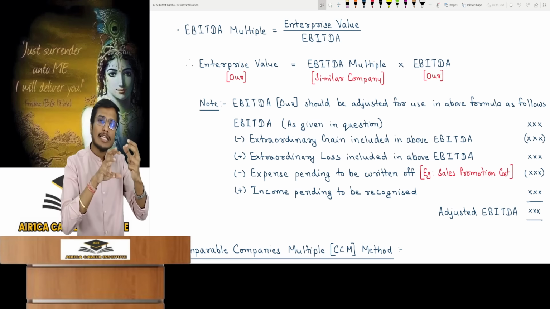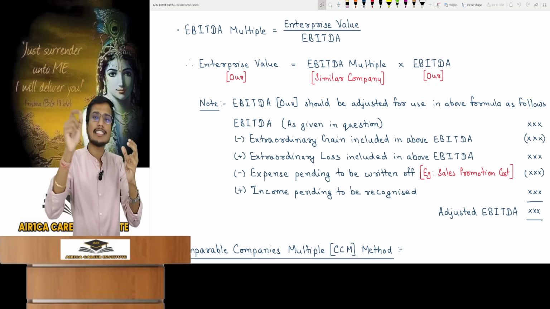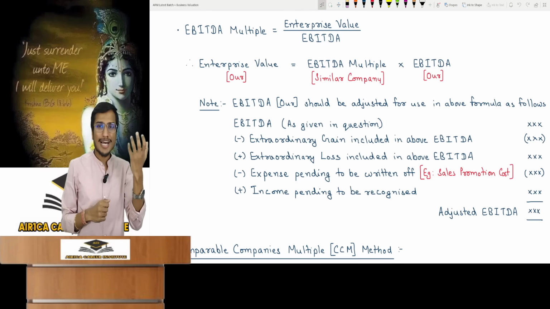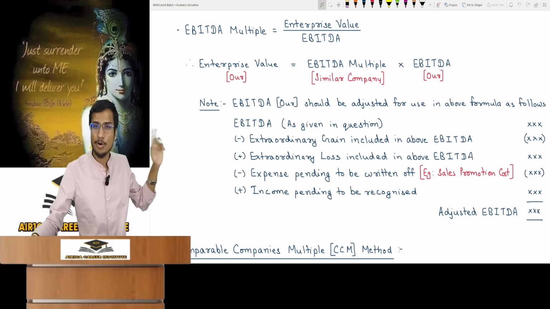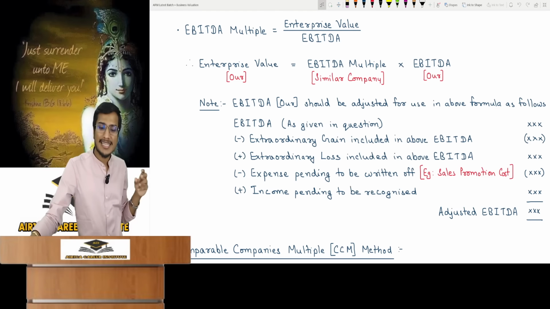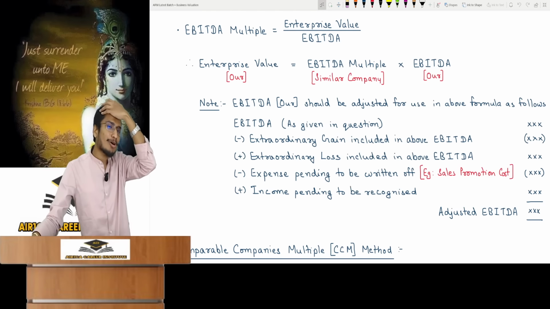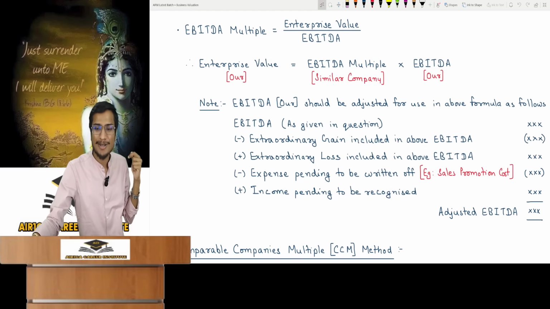This EBITDA means we deducted all expenses except interest, tax and depreciation. All earnings must have been taken, even if an extraordinary gain. So remove that, sir. We generally won't have that. That happens only sometimes. If any extraordinary loss has been deducted, add it back, because that generally won't happen.